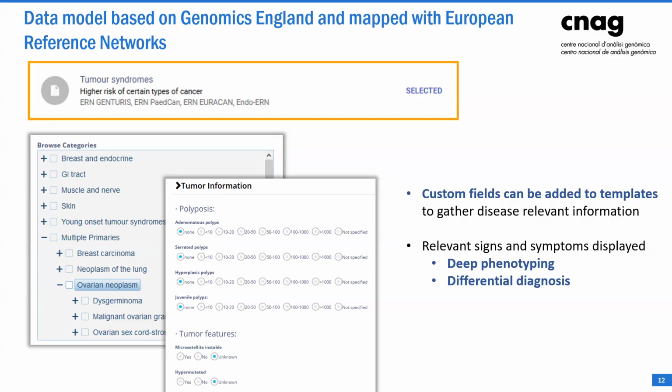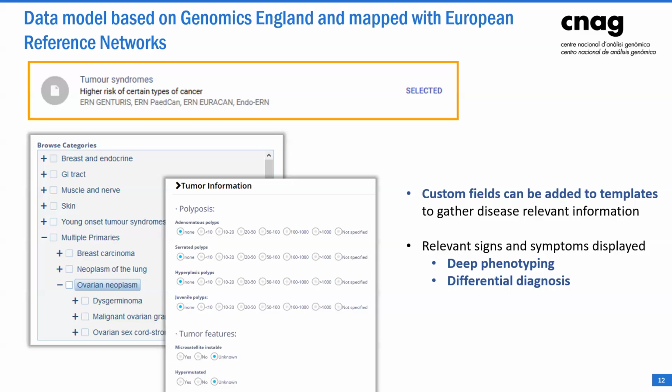So basically, once you select, as for example in here, the template of tumor syndrome, you will see which ERNs might be more interested in this type of disorder or entering this information. And then you will have the list of disorders and the corresponding HPOs that are proposed to fulfill and enter deep phenotyping for these cases. This way we help for deep phenotyping and also to do differential diagnosis, because then the symptoms that might or might not be present are also listed.